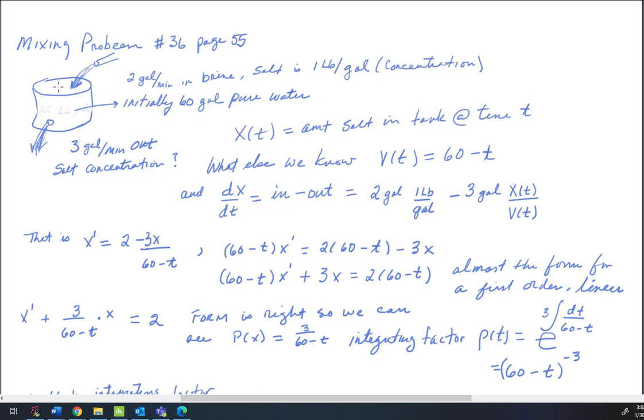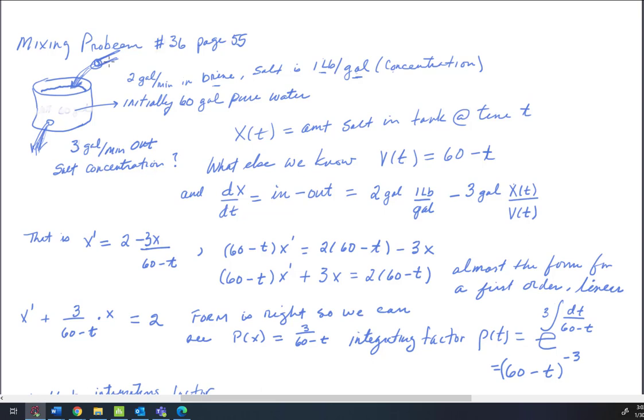And I've got a rather crude drawing here of a tank that's got some water in it. Initially this tank has got pure water in it, but we're dumping in a brine solution. What's coming in from this pipe here is brine, that is salt water, at 2 gallons per minute. And the concentration of salt in this brine is 1 pound of salt per gallon of water. Now the concentration would be the amount of solute divided by the amount of the liquid.